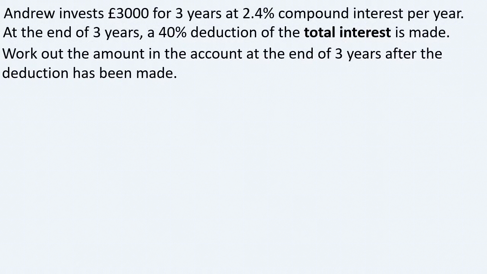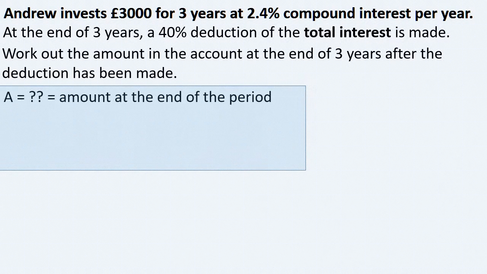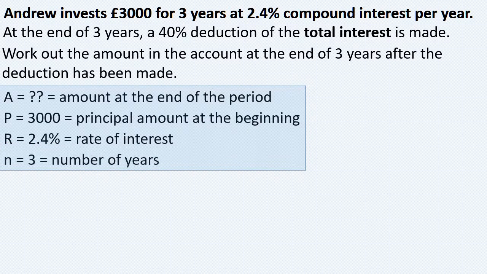The first part of the question says that Andrew invests £3,000 for 3 years at 2.4% compound interest per year. Now what have we got? Well, the amount at the end of the period of course is unknown. We call that A. The amount at the beginning, which we call the principal amount, P, is given, it's £3,000. The interest rate R is 2.4%, and the number of years is 3.